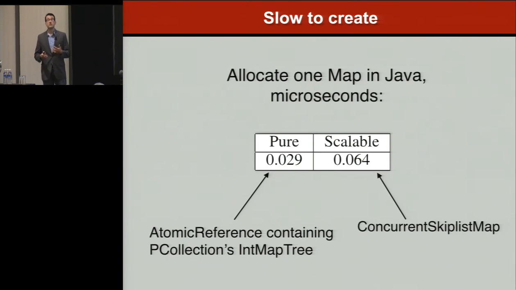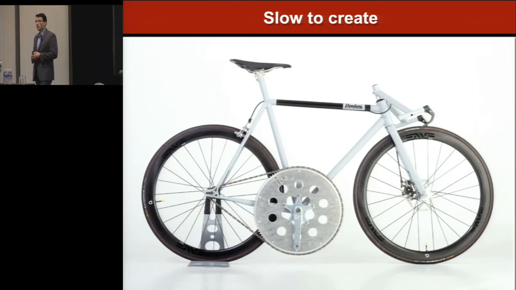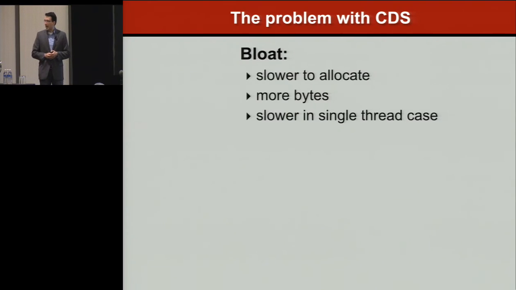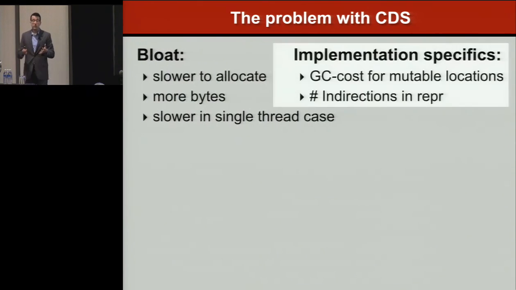So there are some disadvantages as well as advantages of these scalable structures. Perhaps a better mascot for them would be something like this. It's slow to get started, but very fast once it's going. And the problem with these concurrent data structures is not just that they're slow to allocate. They also take more bytes to represent the same data, and they can be slower in the single-threaded case. You can imagine this is why Java didn't throw out all the sequential data structures when they added these great concurrent ones. Further, there are some implementation-specific constant factors to keep in mind.